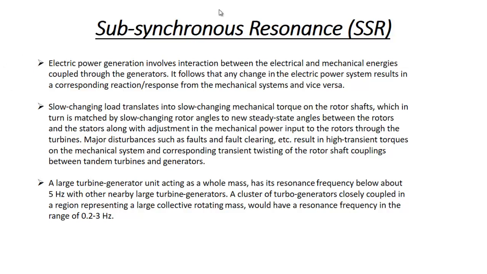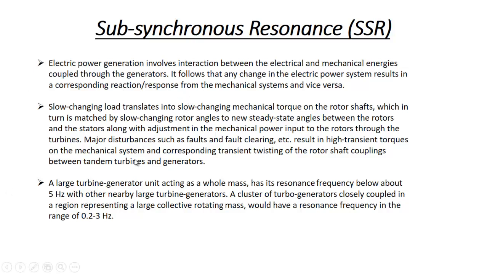So major disturbances such as faults and fault clearing etc. result in the high transient torques on the mechanical system and corresponding transient twisting of the rotor shaft couplings between tandem turbine and generators. So whenever a major disturbance such as a fault occurs, it results in the high transient torques on the mechanical system. So this also has been covered in this transient stability analysis.